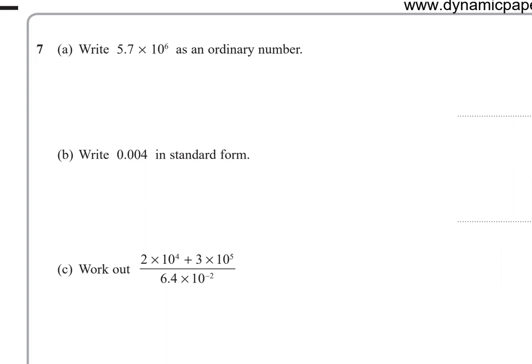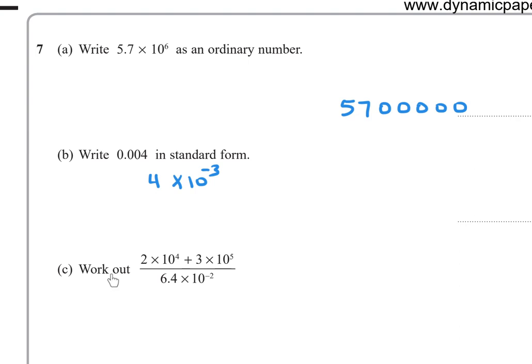Number 7a. Write 5.7 times 10 power 6 as an ordinary number. So move the decimal point one place and add 5 zeros because we have 10 power 6. So 5, 7, and 5 zeros. B. Write 0.04 in standard form. To write the number in standard form, move the decimal point such that this number is between 1 and 10, so 4 times 10 power negative 3 because you move the decimal point 3 places to the right.